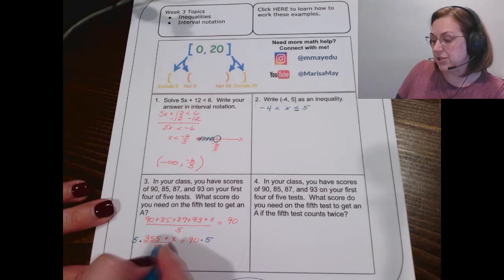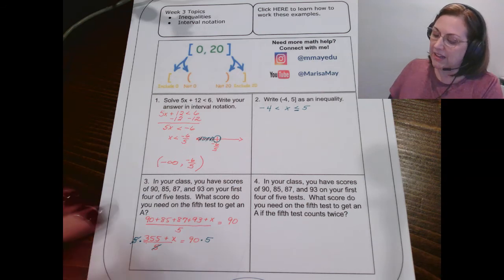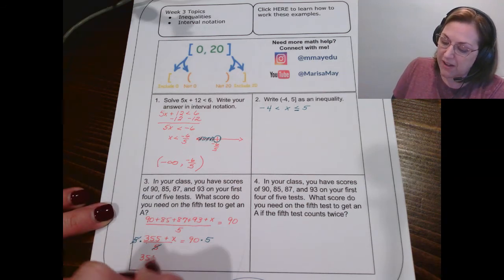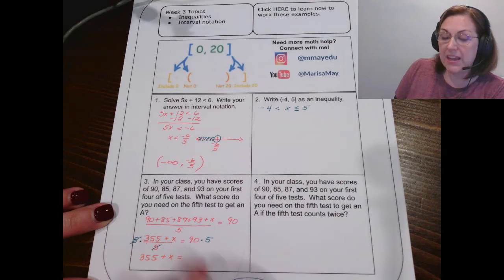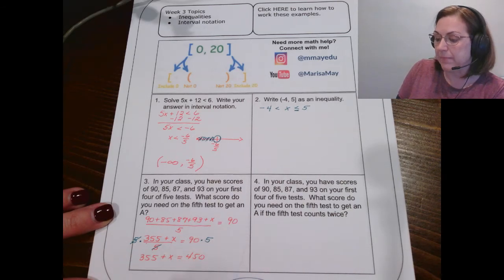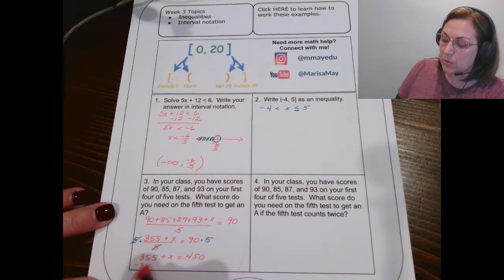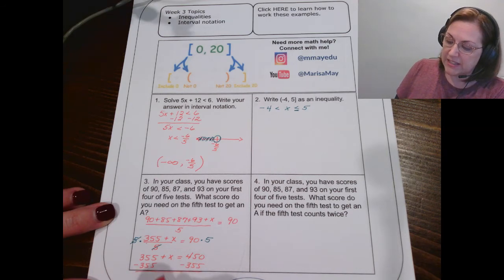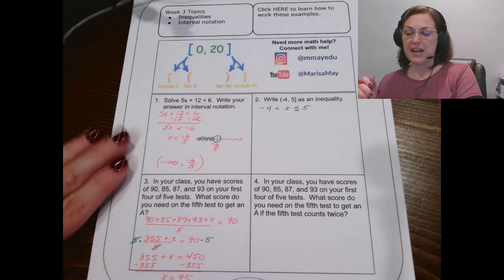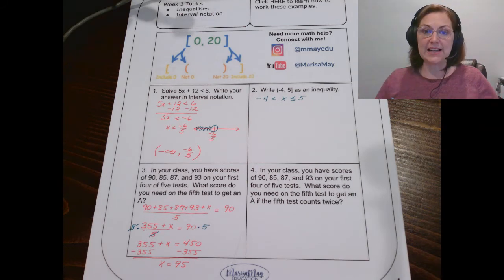Notice these two cancel. Dividing by 5 and multiplying by 5 cancel. So that leaves me with 355 plus x equals, and then 90 times 5 gives me 450. Now, friends, the only thing left to do is subtract 355 on both sides to get that x has to be 95. We've got to make a 95 on that last test if we want to make an A in the class.